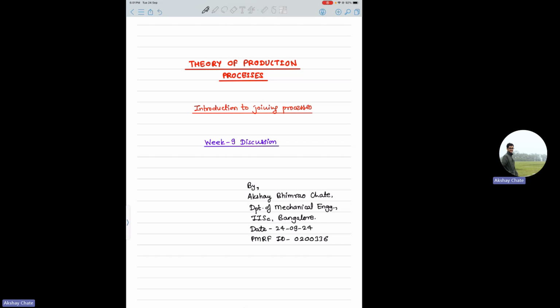From the content of this week's course, you also would have gotten the same idea. The professor discussed various classifications of joining processes, then the heat affected zone, the various kinds of zones that we observe within the heat affected zone, and how they affect certain properties like ductility, toughness, etc. And then some heat treatment processes.